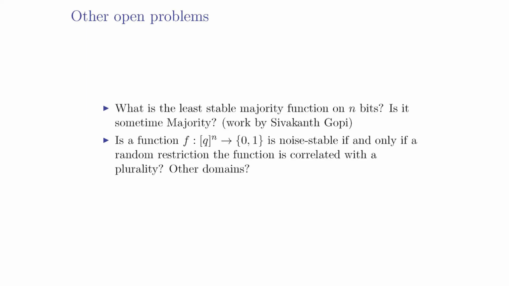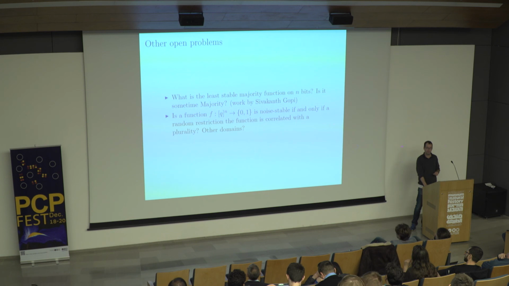Something that came up for me only when I prepared this talk, which I feel embarrassed about, is that let's look at functions f from [q]^n to [q]. Is it true that it's noise stable if and only if a random restriction of the function is correlated with a plurality? Like the majorities, or do we have such a result for pluralities? And again, for other domains, that's an interesting question.